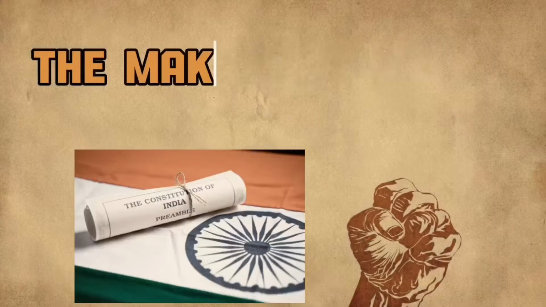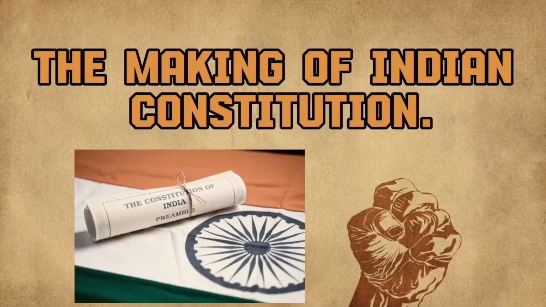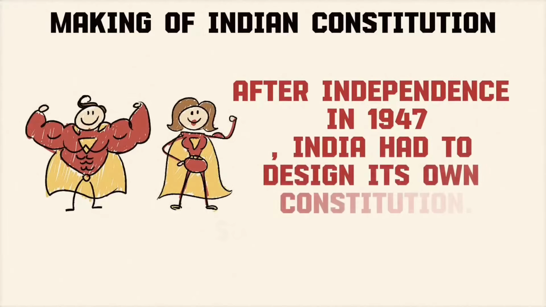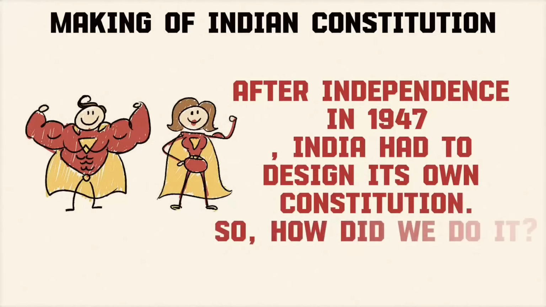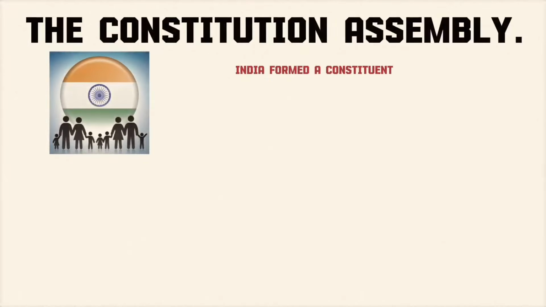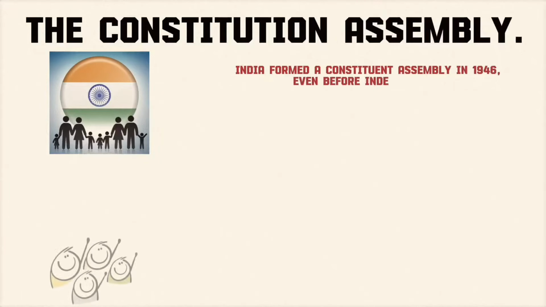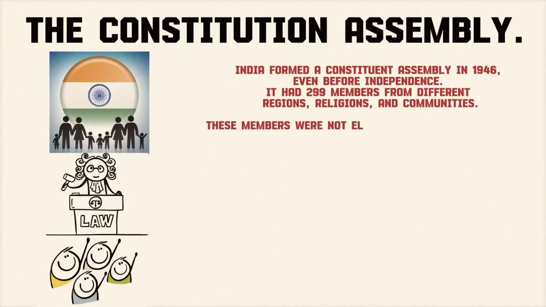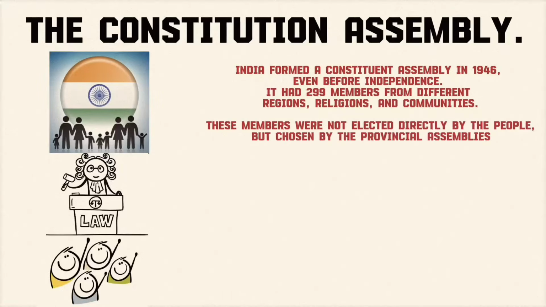The making of the Indian Constitution. After independence in 1947, India had to design its own constitution. So, how did we do it? The Constituent Assembly. India formed a Constituent Assembly in 1946, even before independence. It had 299 members from different regions, religions, and communities. These members were not elected directly by the people, but chosen by the provincial assemblies.